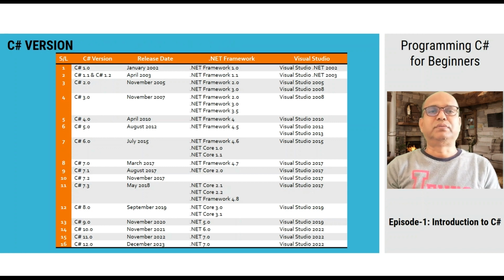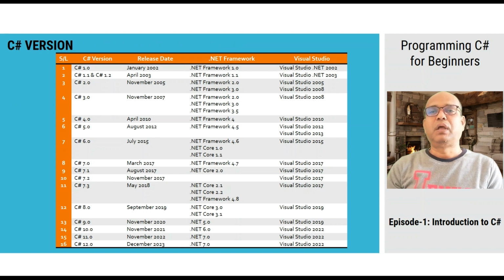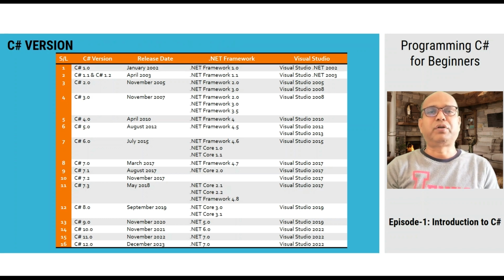C Sharp version. I have already discussed the relationship between the .NET framework and C Sharp. We know that C Sharp was first introduced with .NET framework 1.0 in the year 2002. Let me clarify each version of C Sharp with the .NET framework and Visual Studio. Have a look at the table.